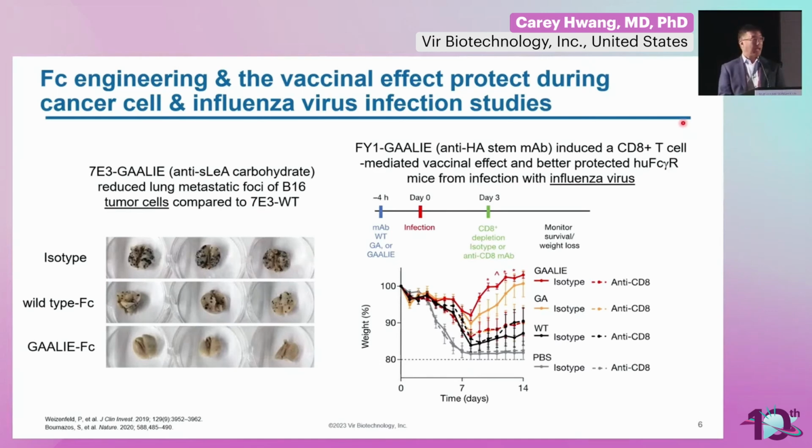In addition, another model in a mouse model looked at isotype controls, wild type Fc, a GA, as well as a Gali modification in the Fc domain. Again, you can see looking at mice that were challenged with flu, they were given an anti-hemagglutinin stem monoclonal antibody with the different modifications in the Fc domain. And as you can see in red, the Gali modified antibody had the least amount of weight loss amongst those mice compared to the others.